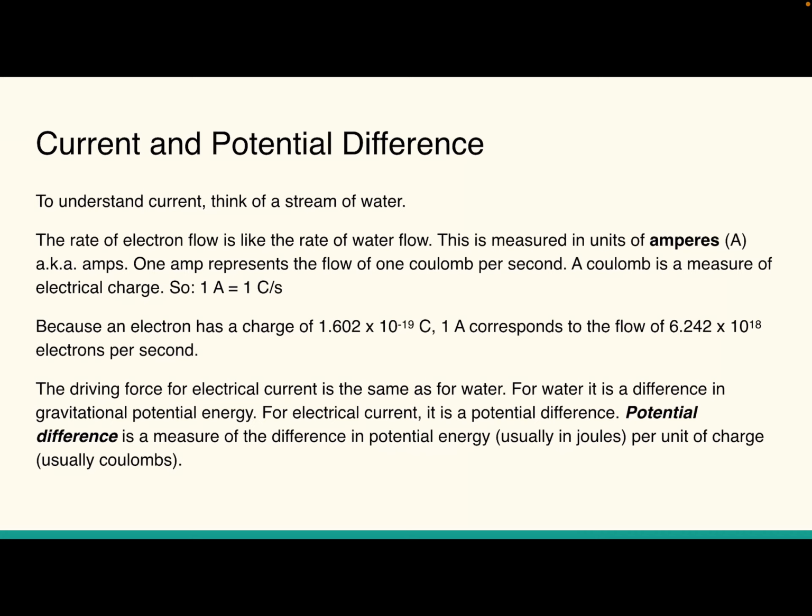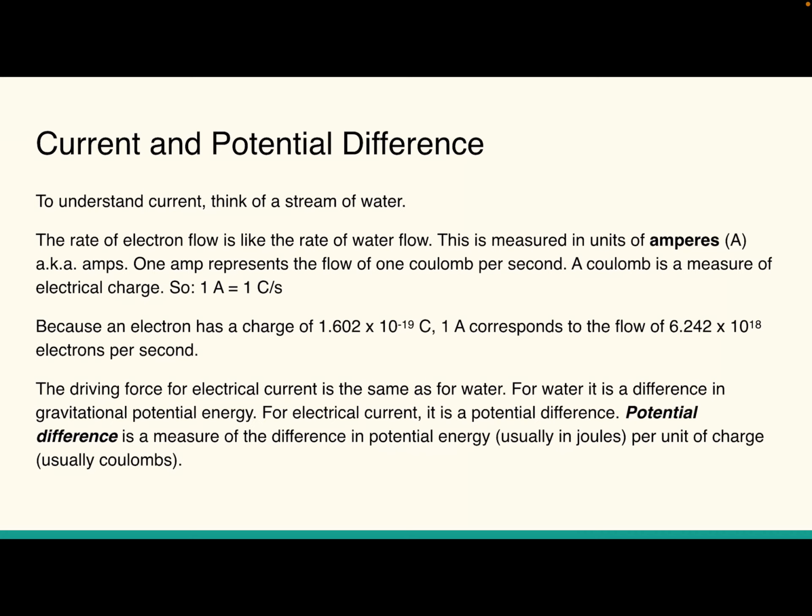The measurement of flow is amperes or amps. 1 amp is 1 coulomb per second. A coulomb is a unit of charge, and so that's telling you how much charge is passing per second. An electron has a charge of 1.602 times 10 to the negative 19th coulomb. So you can calculate, if something has 1 amp, how many electrons are flowing per second if you wanted to. You don't usually want to, but you could.